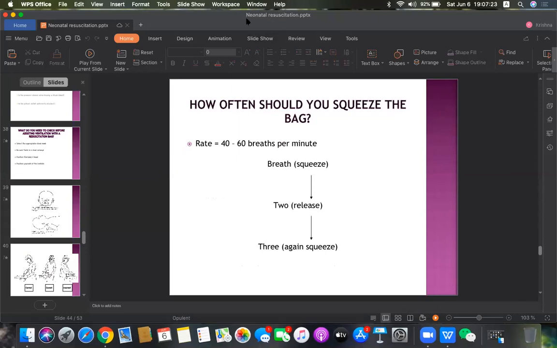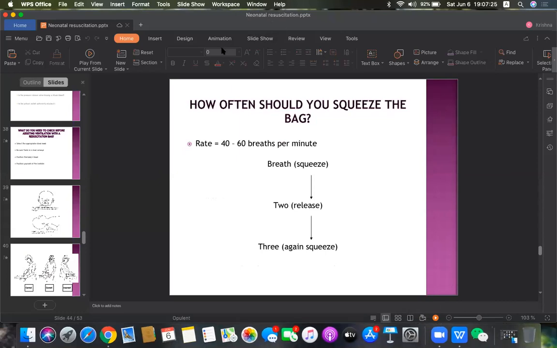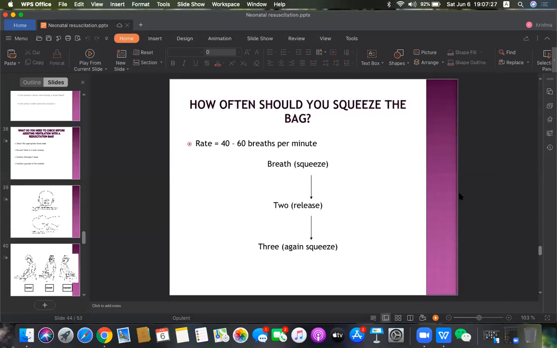Okay. Now another important point is what is the rate of squeezing the bag? How fast in 1 minute? How many times in 1 minute? Now the answer is very easy here. What is a normal breathing rate or respiratory rate in a newborn? Okay, it is 40 to 60. So that is the squeezing rate of the bag.